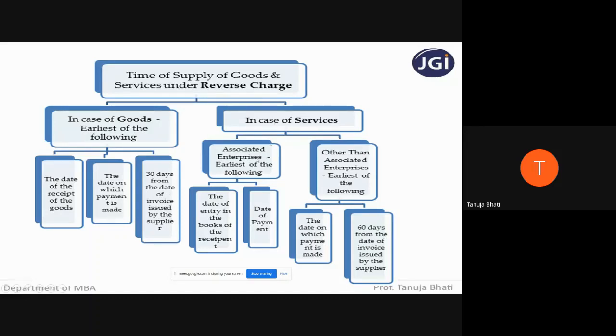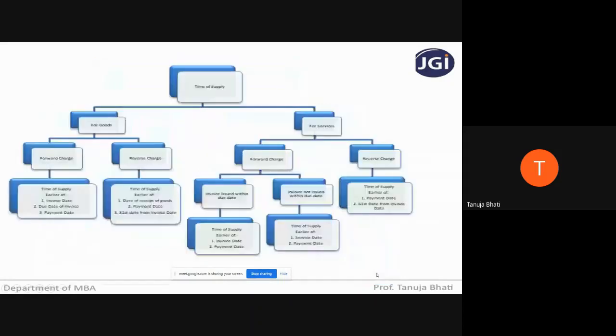In case of services, you have to check whether it is associated enterprise or other than associated enterprise. In case of associated enterprise, it is earlier of two dates, that is the date of entry in the books of accounts of the recipient or date of payment. Other than associated enterprise, you have to see the date on which the payment is made or 60 days from the date of invoice issued by the supplier.